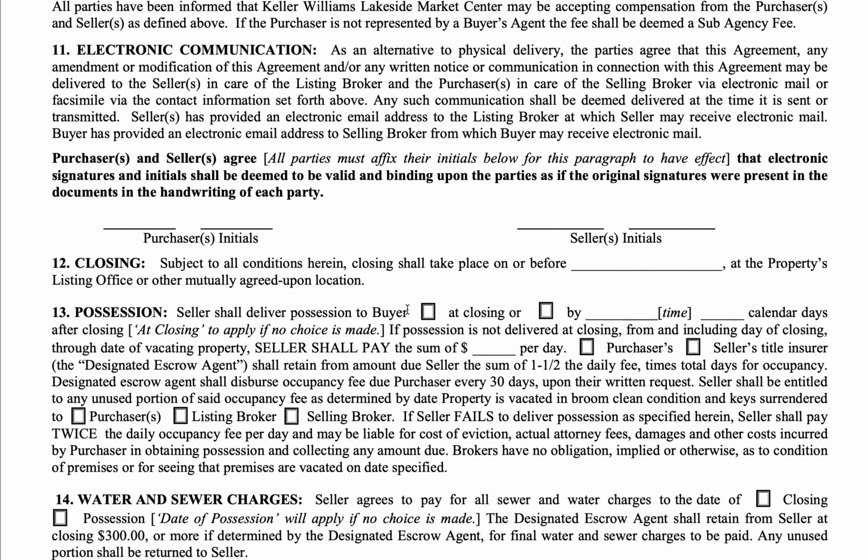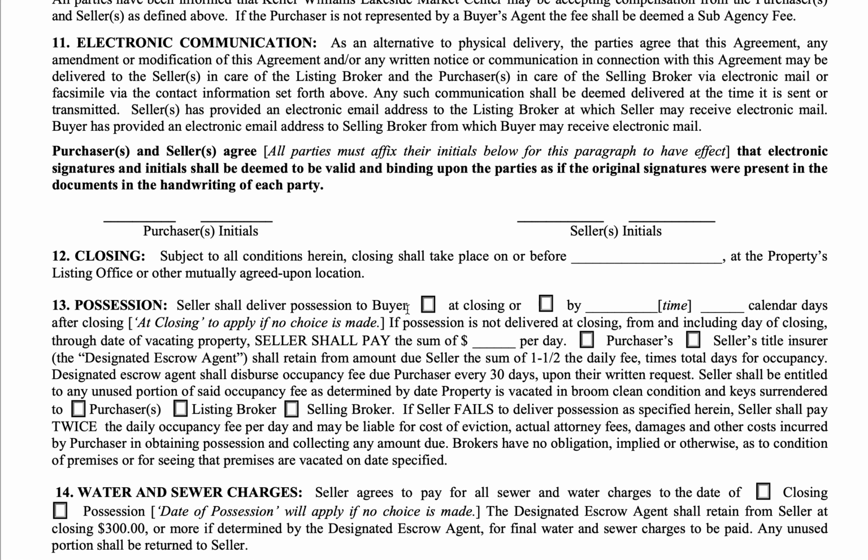Number 12 is going to be closing. It's going to say that all conditions are going to be ready to close on or before X date, and we would typically again put this as a date that's about 30 to 45 days out from our offer. That way we're making sure that your mortgage is ready to go, and you will need to again close on or before that date. Number 13 is possession.